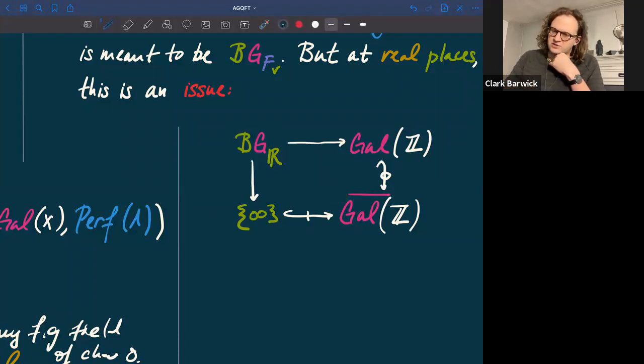But if I do this for my homotopy pushout, then I'm taking the classifying space of G_R, and so I'm getting RP infinity up to homotopy. Here I just have a point, and over here I also just have a point. So if I form this homotopy pushout, I'm going to be left with the suspension of RP infinity.